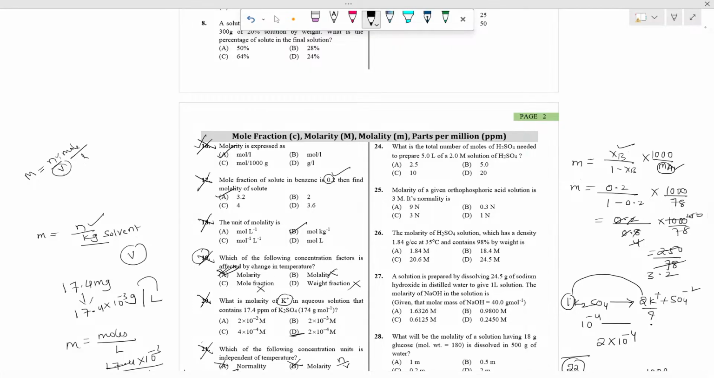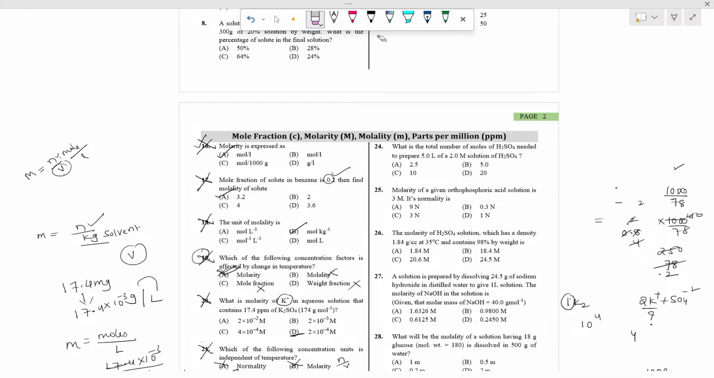Next one. What is the total number of moles of H2SO4? Let me clear this because there is no space. So please try to solve question 24. If anybody is watching live, please try to solve question number 24.